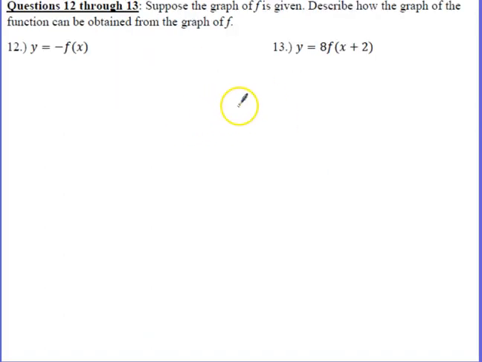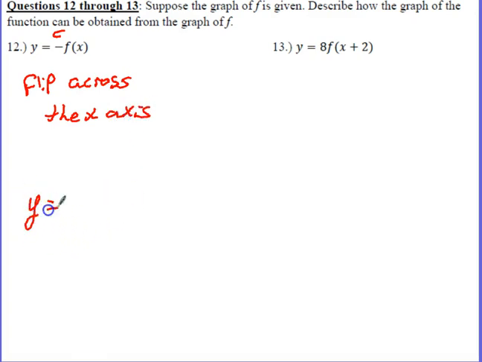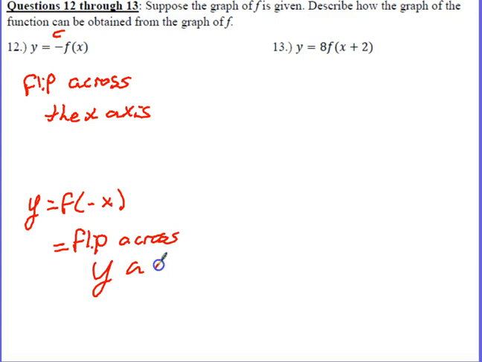Next, we want to know how do these changes affect the graph. So negative f of x, so this is kind of like our c. Since the c is negative, this is going to flip, or you could say reflect, across the x-axis. If we had this f of negative x, which is different, this is going to flip across the y-axis. So when it's outside or before the function, it's going to flip across the x. When it's inside, it's going to flip across the y-axis.